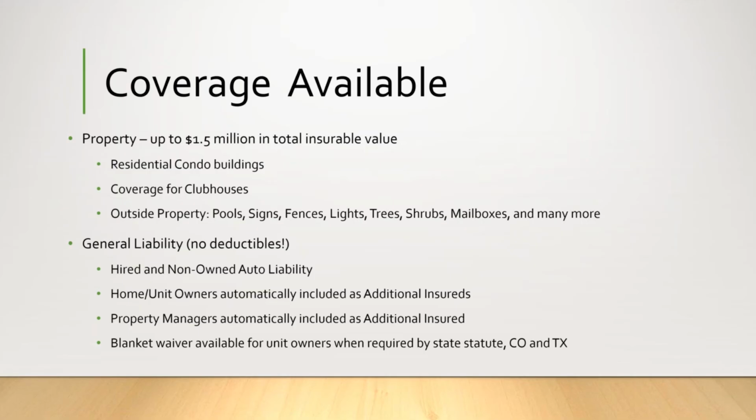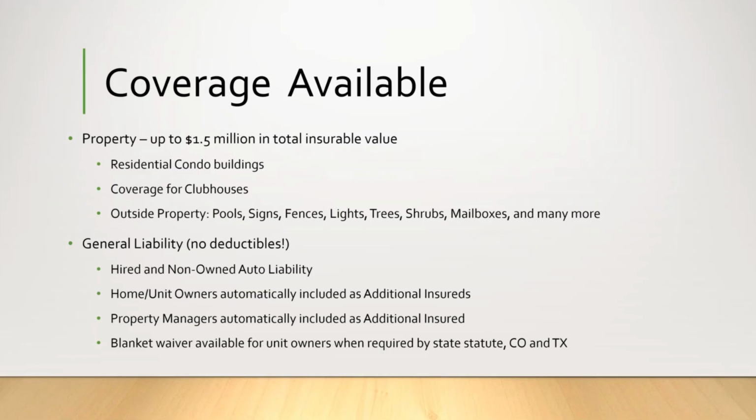Okay, so the coverage is available, as I mentioned, for those residential condo buildings. We can provide coverage for the shell of them, or if there is outdoor property for clubhouses or pools, signs, fences, we have the ability to write up to that 1.5 million TIV. For the general liability, there are no deductibles, which is great, and that is for most of our nonprofit products.